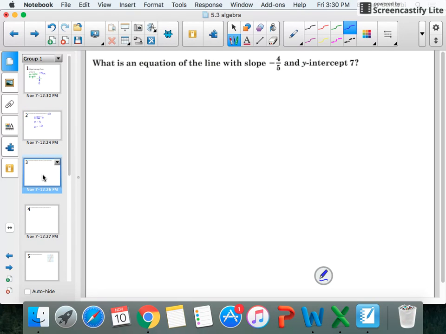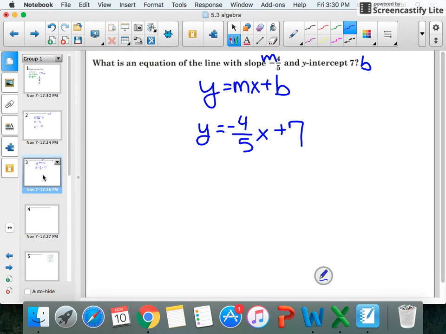I want you to write the equation now for the line with slope of -4/5 and y-intercept of 7. So again, we're doing y equals mx plus b. Slope is m, y-intercept is b. So then we just plug in. So y equals -4/5x plus 7. And so then that is our equation. So all you're doing is plugging in what they give you.